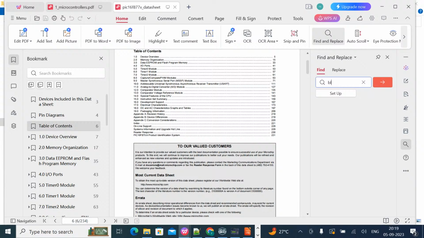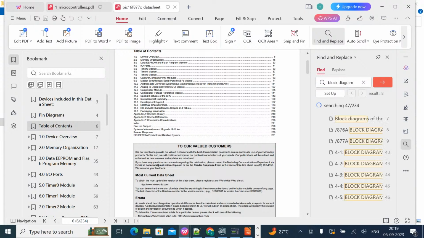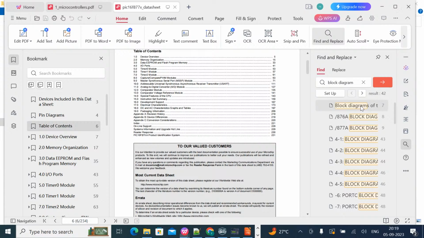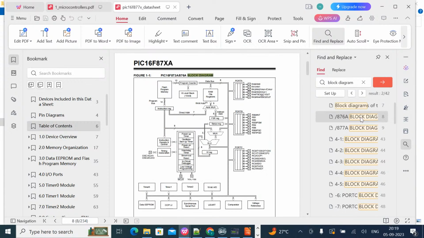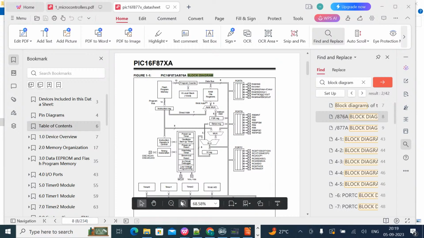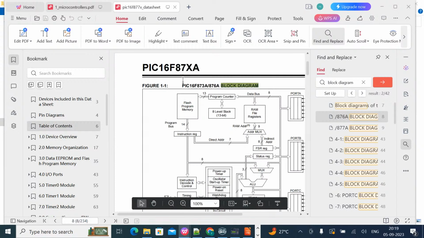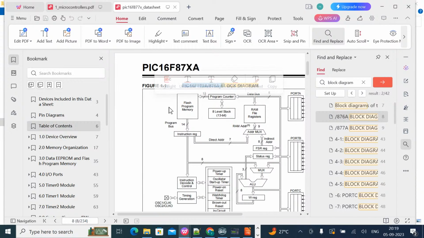Okay, now let me go to the block diagram here. Let me search for the block diagram. Okay, a lot of search results. Just use search if you're not able to get it. Okay, I got the block diagram. So people, this is the block diagram of the microcontroller which we are using.